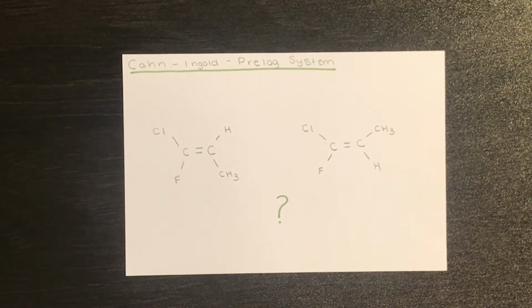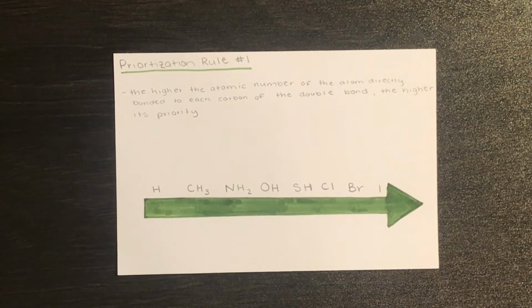To be able to assign E or Z to a molecule, we have to prioritize the 4 connections to the carbons of the double bond. There are 3 important rules for prioritization that we are going to discuss in this video. The first rule is, the higher the atomic number of the atom directly bonded to each carbon of the double bond, the higher its priority.